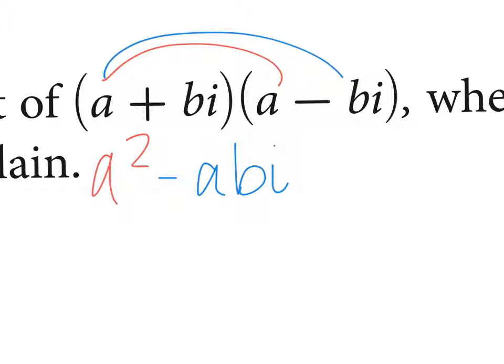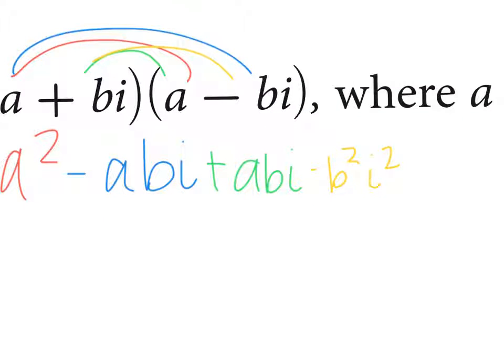Then I do my inside, and that would be my bi times a, which is a plus abi. When we write these things with multiple variables, we usually write them in alphabetical order, just because we're math people and we like things to be in order. It makes sense to us. And then plus bi times negative bi would be a negative b squared i squared. But hopefully you remember, oh yeah, that i squared is actually negative 1.